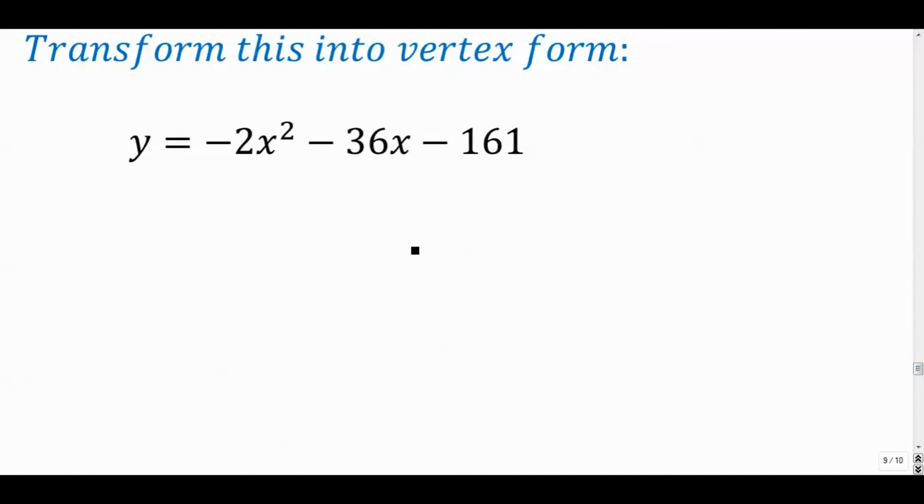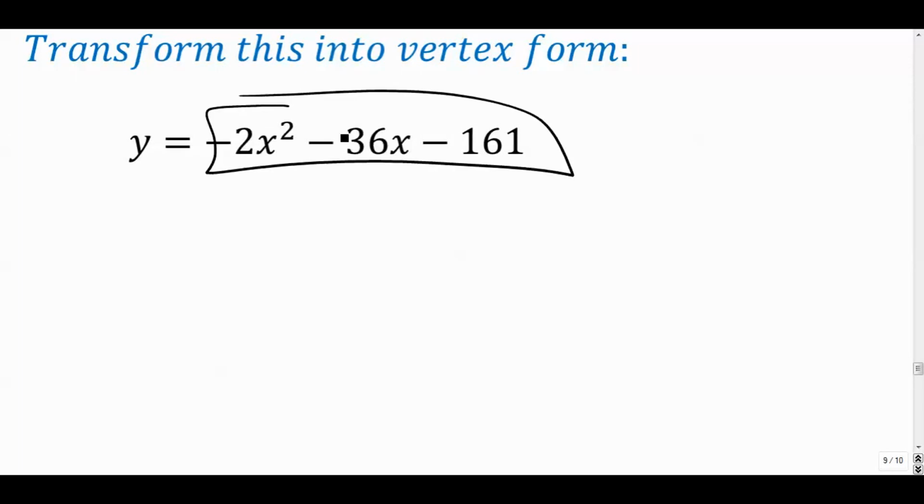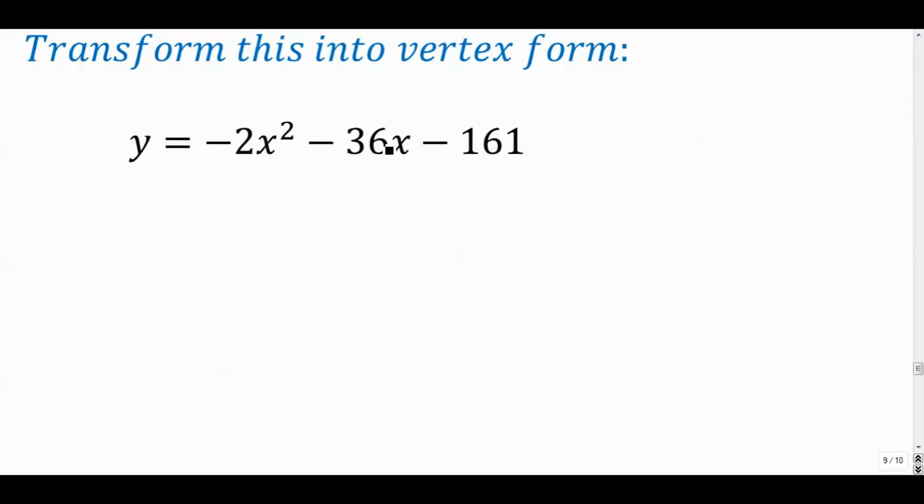Okay, next up, sometimes you'll be asked to transform these more traditional-looking parabolas into vertex form. This is kind of an Algebra 2 exercise, but we need to get this into the right format for finding the vertex. So it's basically getting them into this format. To do that, we need to complete the square.